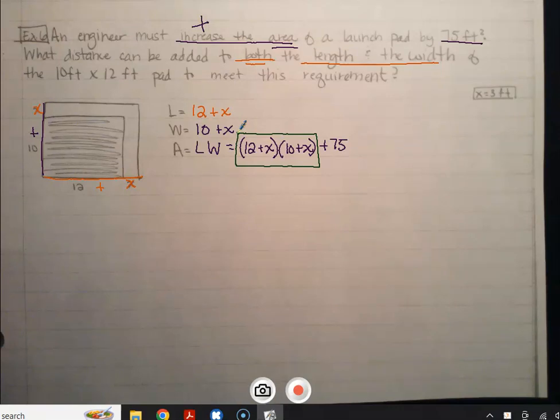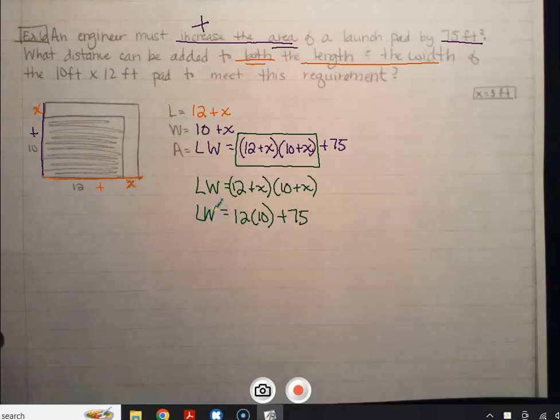Okay, we could say that it's either the length times the width of the new one, that quantity 12 plus x times the quantity 10 plus x, or that's also equal to 12 times 10, plus 75, is our length times width, or our area. Let me write the area there. That's the area we have to have. Does that make sense? I hope I'm not confusing you.